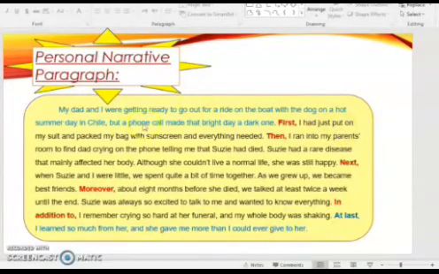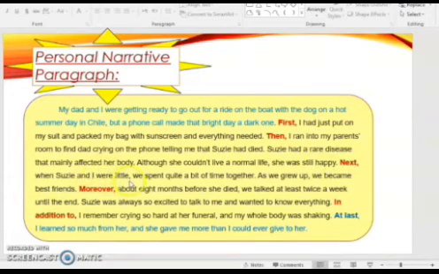First, I had just put on my suit and packed my bag with sunscreen and everything needed. Then I ran into my parents' room to find Dad crying on the phone, telling me that Susie had died. Susie had a rare disease that mainly affected her body. Although she couldn't live a normal life, she was still happy.